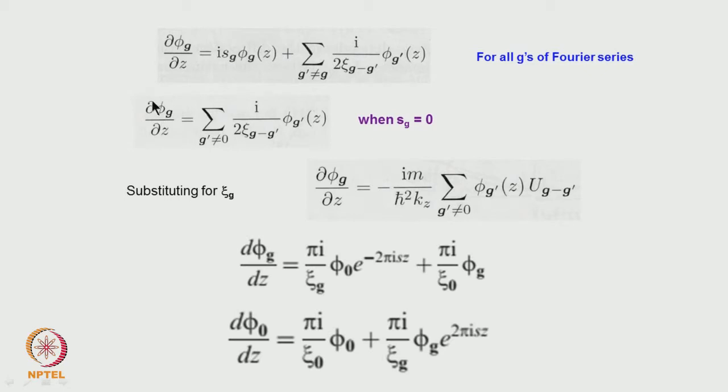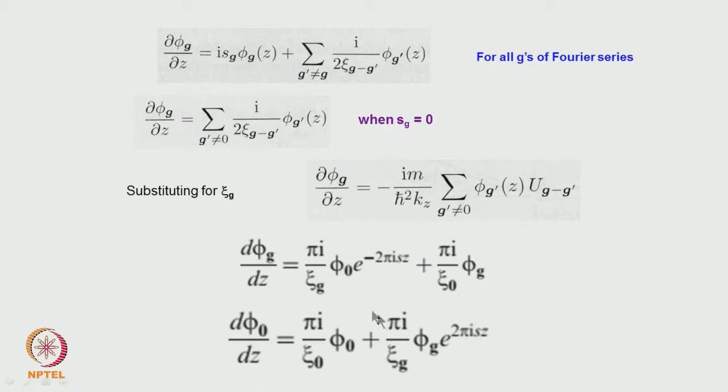What we have written is that the rate at which the amplitude of the diffracted beam varies in the z direction depends upon the amplitude of the wave scattered in that direction, plus this term corresponding to the g dash, meaning the amplitude of the waves which are scattered in the other direction. With psi g, they both have an effect, correct. That is what we qualitatively talked about earlier.